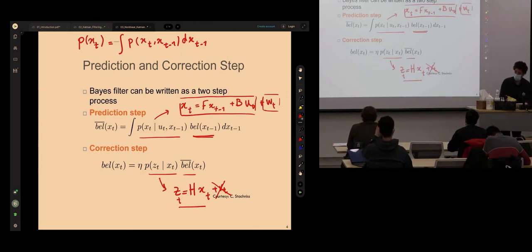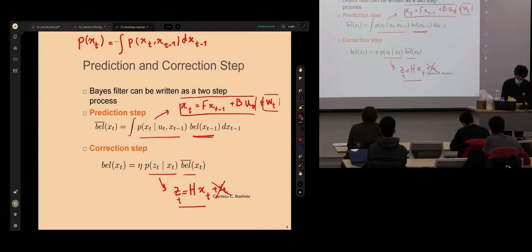One more question. This is for the continuous situation, and what if it's a discrete variable? I'll answer that in a bit, okay?